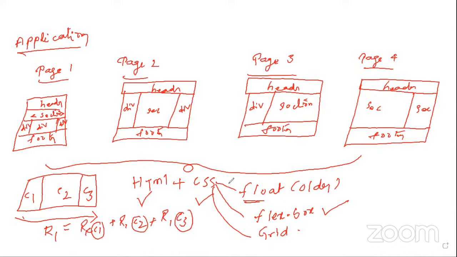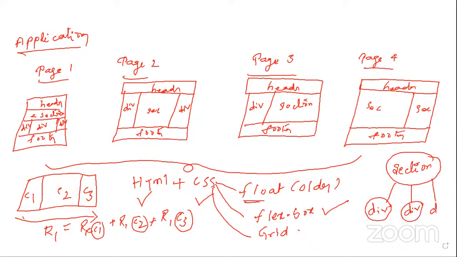Since it is a 3-column layout, guys, listen carefully. I'm going to write first. Let me go for a section. Section is my parent. I have to draw a tree structure. Once the section is done, now this is going to divide into 3 parts: Division 1, Division 2, and Division 3.